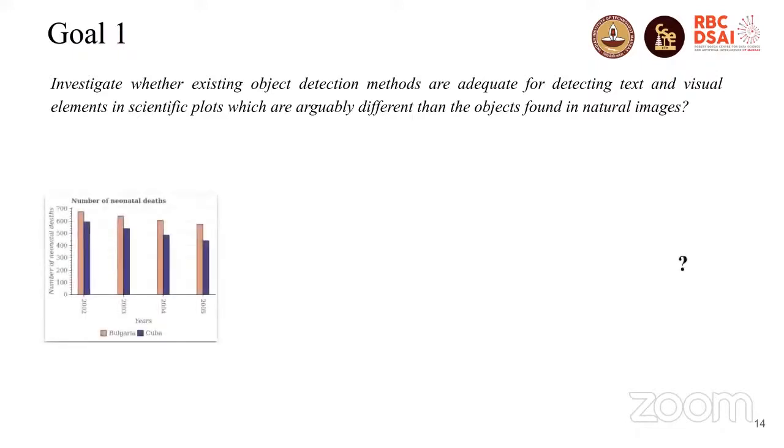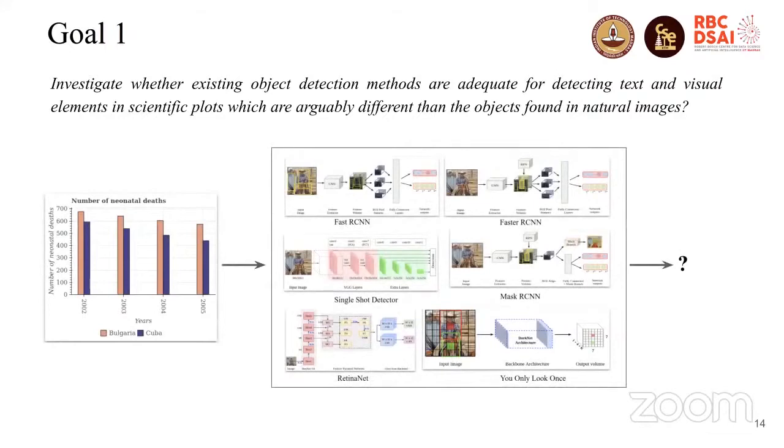So the goal is to take a scientific plot and take an army of object detection networks out there. In particular, we have taken 6 state-of-the-art object detection networks, and they're grouped into 2 classes. One class is what is known as 2-stage detectors, and I'll shortly tell you what that means. And the other class is 1-stage detectors. Again, I'll tell you what that means. And we want to see whether these methods are capable of accurately detecting objects in scientific plots, right?